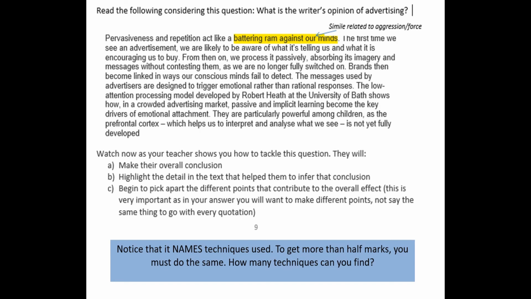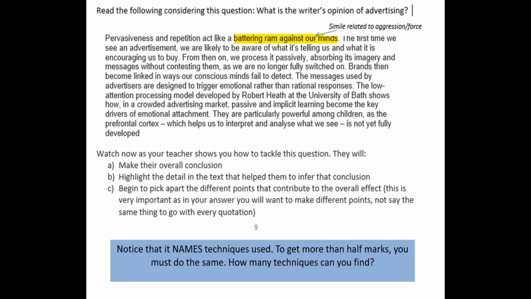Pervasiveness and repetition act like a battering ram against our minds. The first time we see an advertisement, we are likely to be aware of what it's telling us and what it is encouraging us to buy. From then on, we process it passively, absorbing its imagery and messages without contesting them, as we are no longer fully switched on. Brands then become linked in ways our conscious minds fail to detect. Messages used by advertisers are designed to trigger emotional rather than rational responses. The low attention processing model developed by Robert Heath at the University of Bath shows us how, in a crowded advertising market, passive and implicit meaning learning becomes the key driver of emotional attachment. These are particularly powerful among children, as the prefrontal cortex, which helps us interpret and analyze what we see, is not yet fully developed.